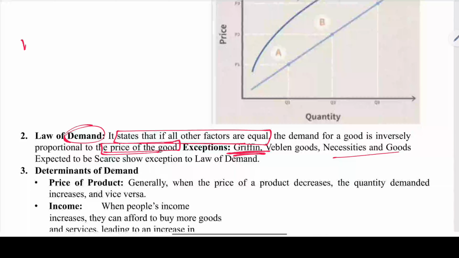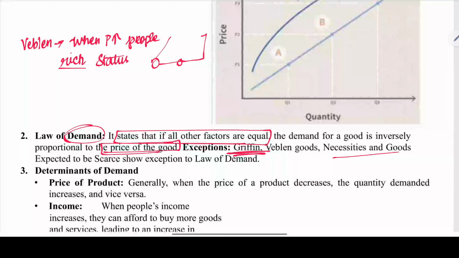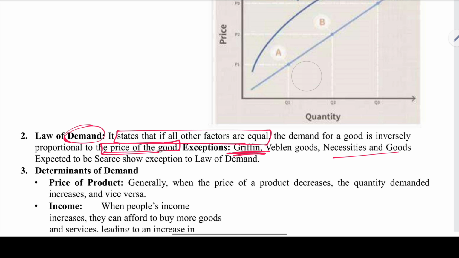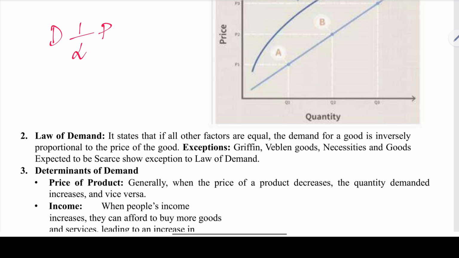The next thing we are going to see is Veblen goods. These are goods for which, when the price is high, more people want them. This is the rich section of society, and it is related to status. When the price of a car is high, they demand more of that car. When the price is more, the rich people demand it. And necessity goods are also exceptions. So what does the law of demand say? Very simple: demand is inversely proportional to the price.